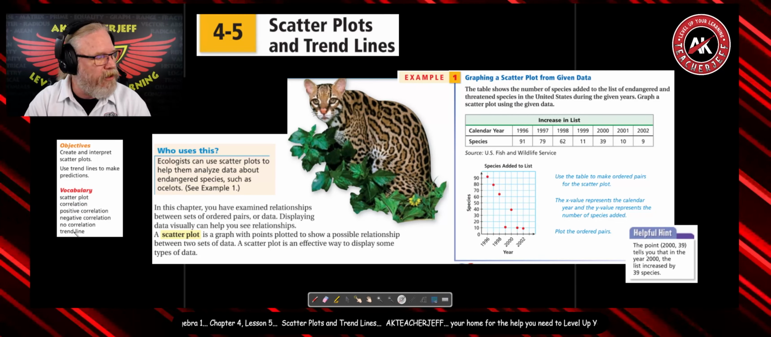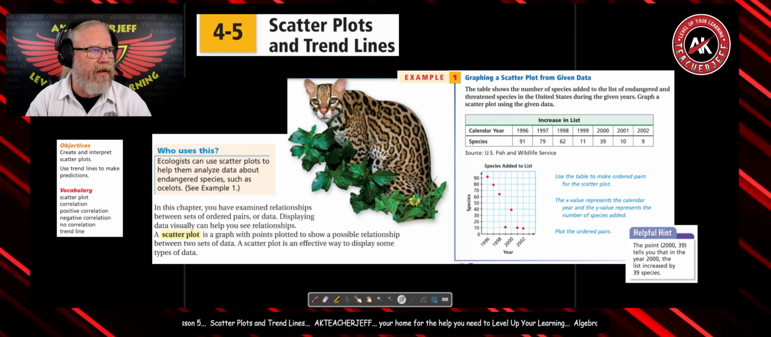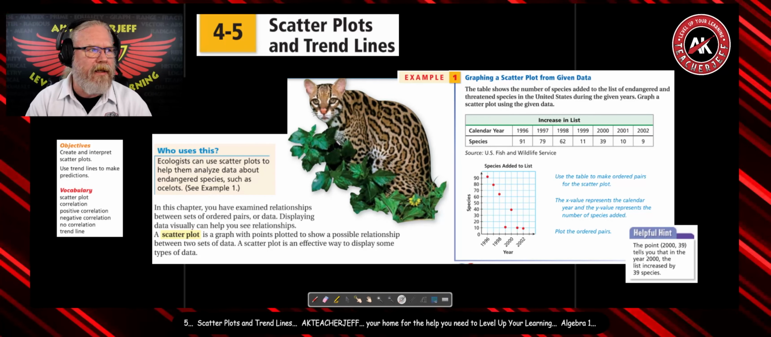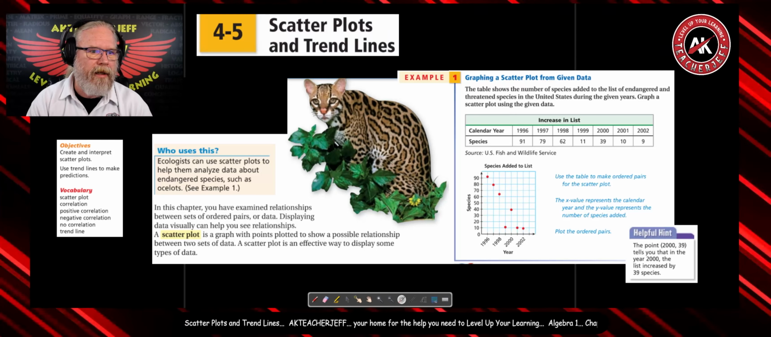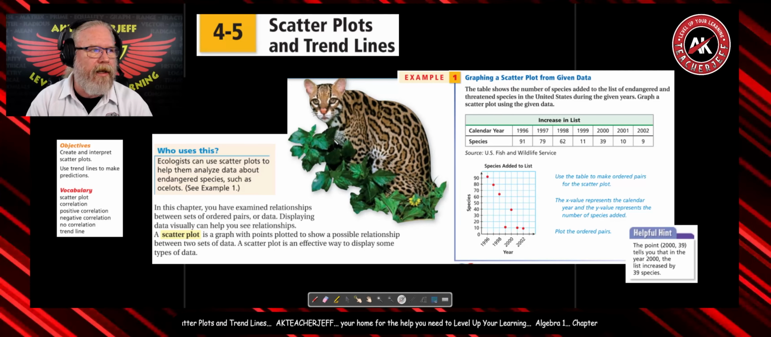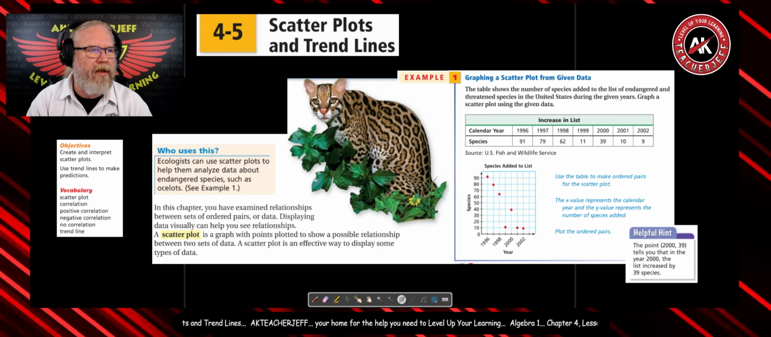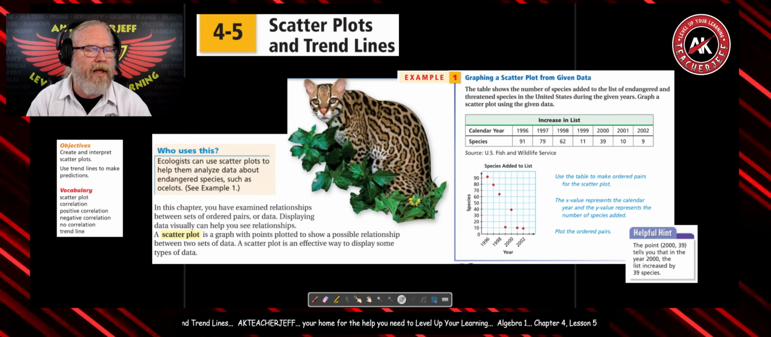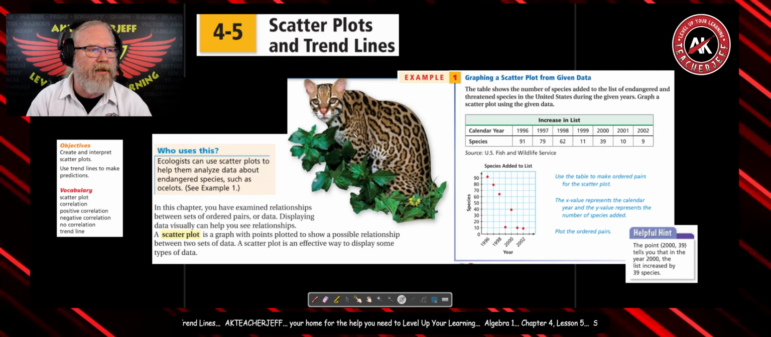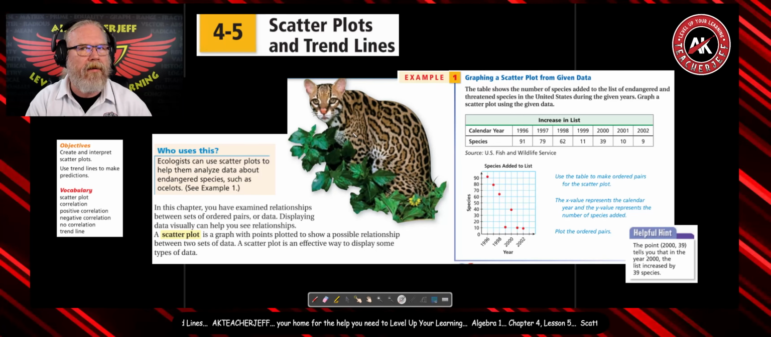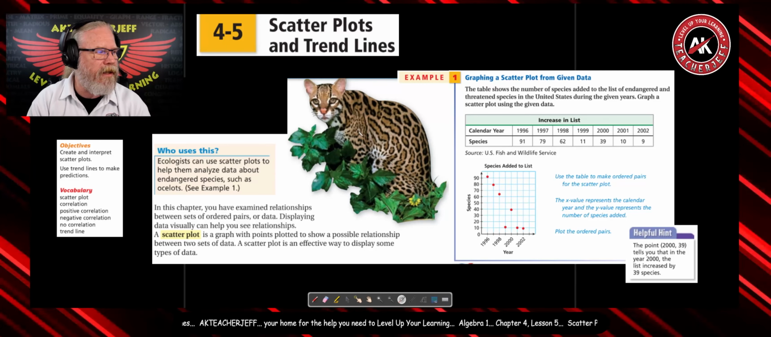So who uses this? Well, ecologists can use scatter plots to help them analyze data about endangered species such as ocelots. We see an ocelot here, a picture of it. An ocelot, and I know it's pronounced that way because I Googled it and checked it. And also while Googling, I found out they live pretty much in southwest United States, Mexico, and the northern portions, and I believe also along the west coast of South America is what they said there.